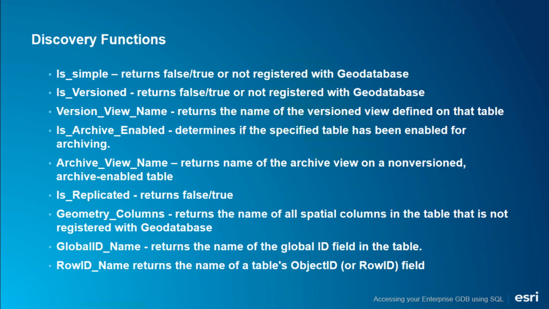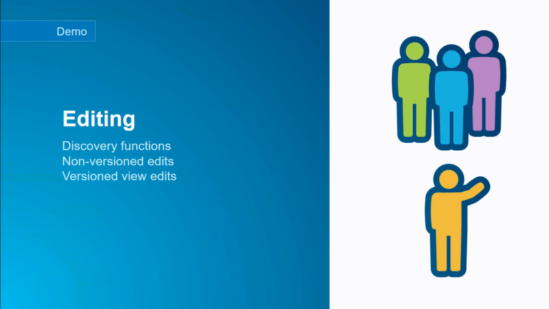Now here is a list of discovery functions. We won't go over each and every one of them, but this is just a sample list that you can use for finding information about the table that you're trying to edit at the SQL level. Now let's see a demo of how we can do these non-versioned and versioned view edits.